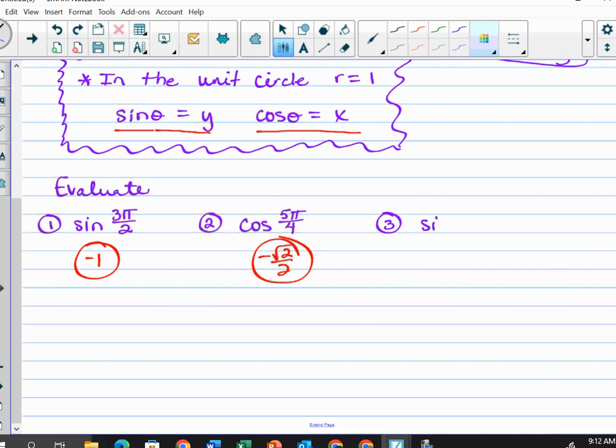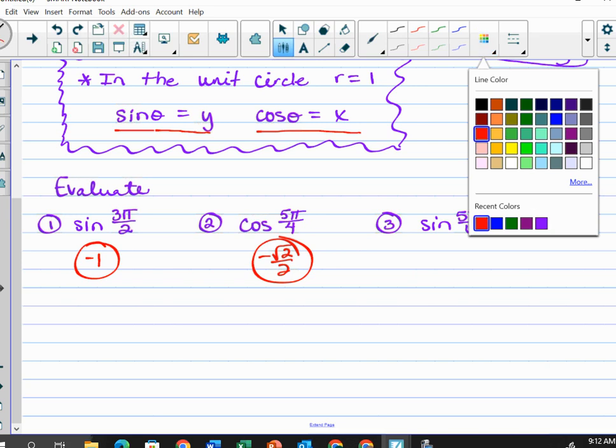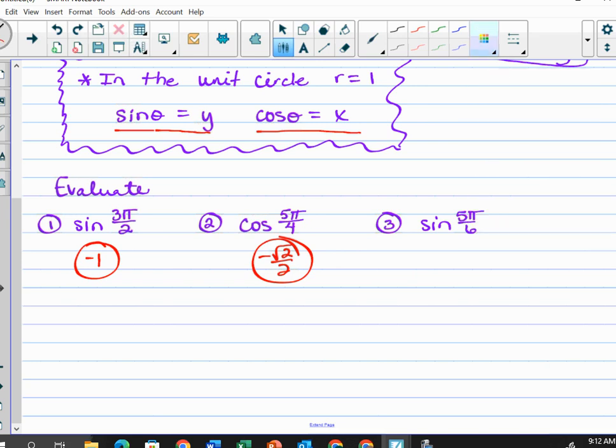Let's go back. Let's do maybe sine of 5 pi over 6. Why is the signing thing actually sticking in my head? It does, I know. It's the weirdest thing. I started laughing at it. It's the weirdest thing that sticks, but whatever works.